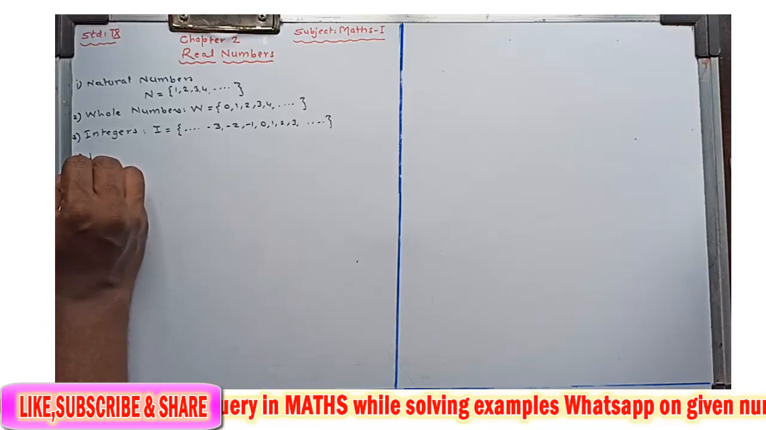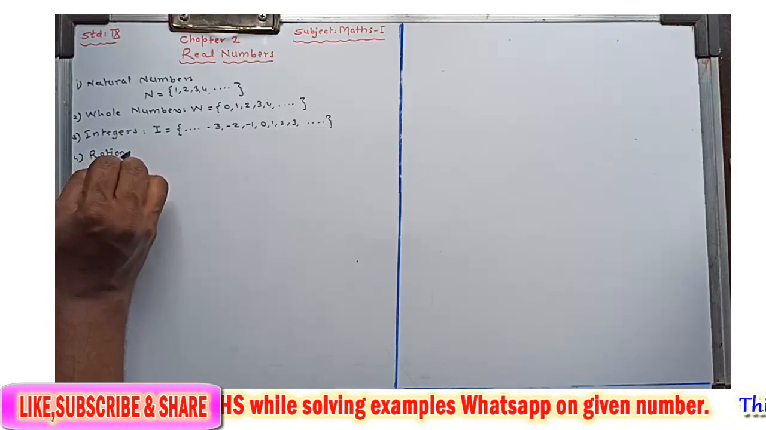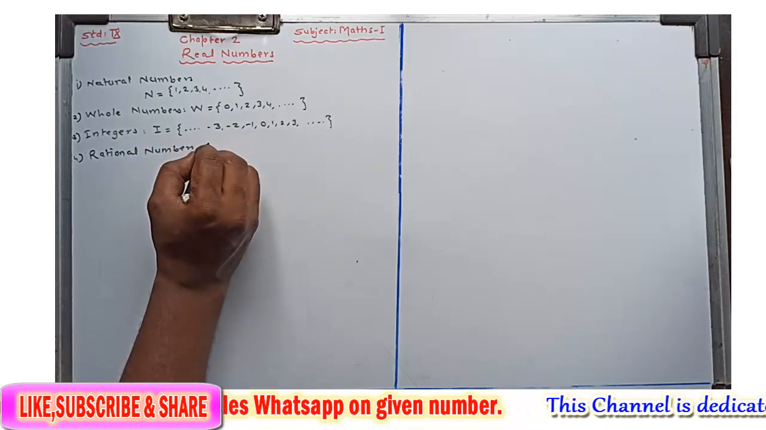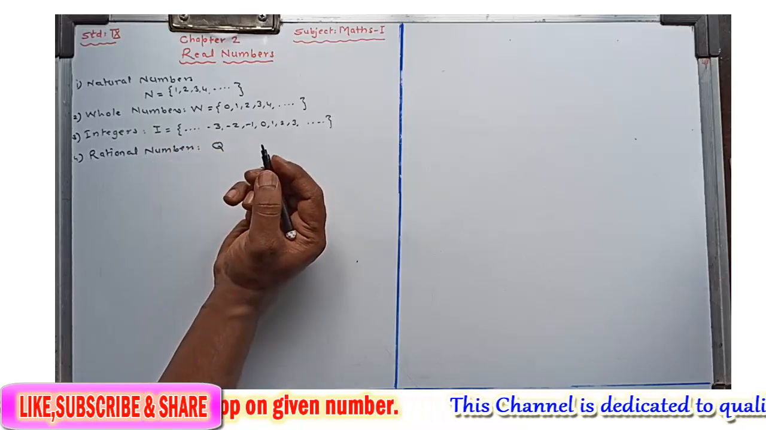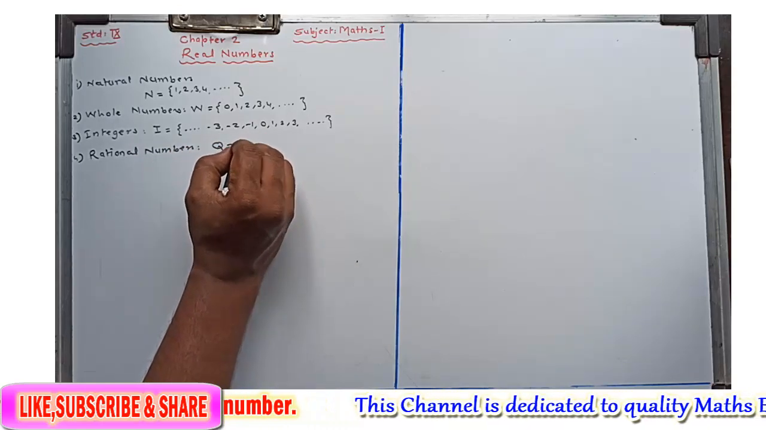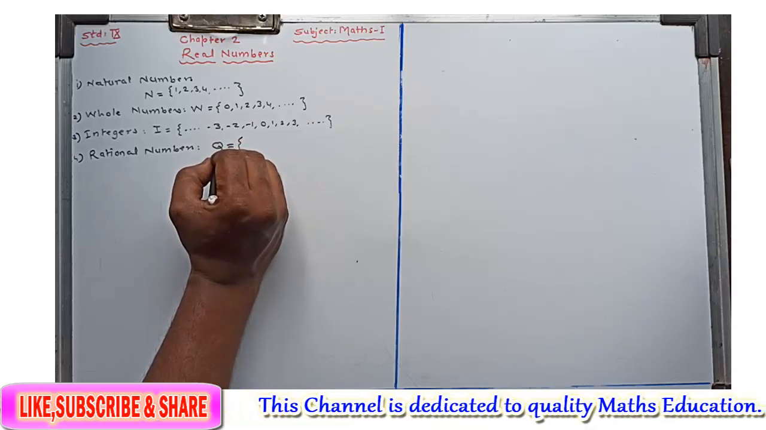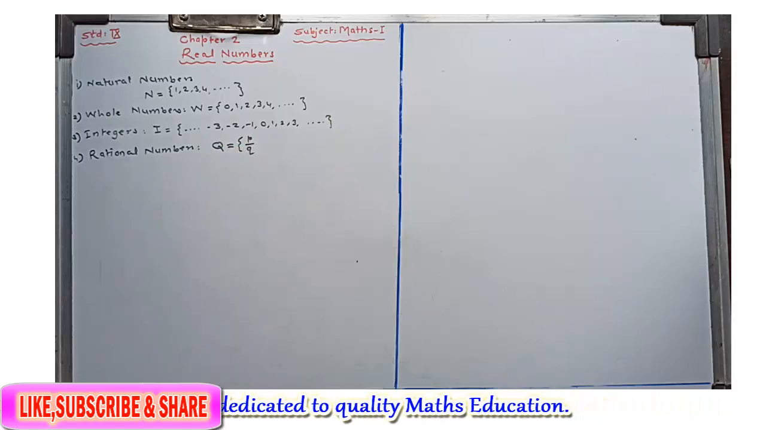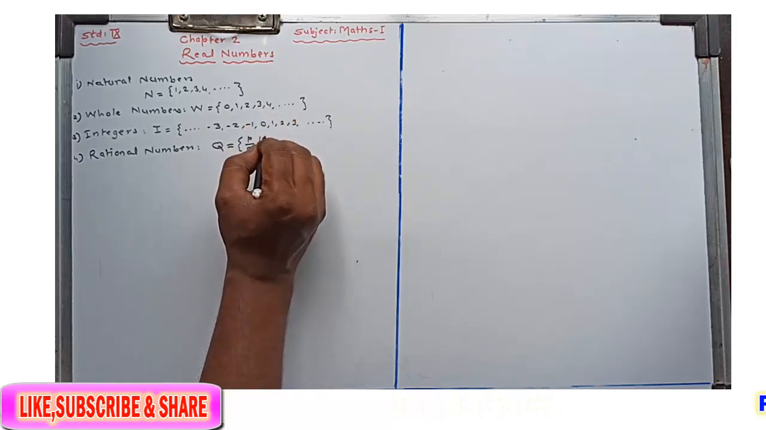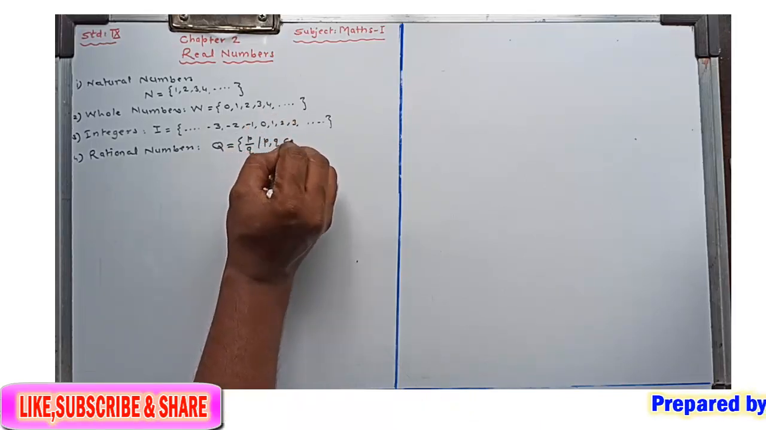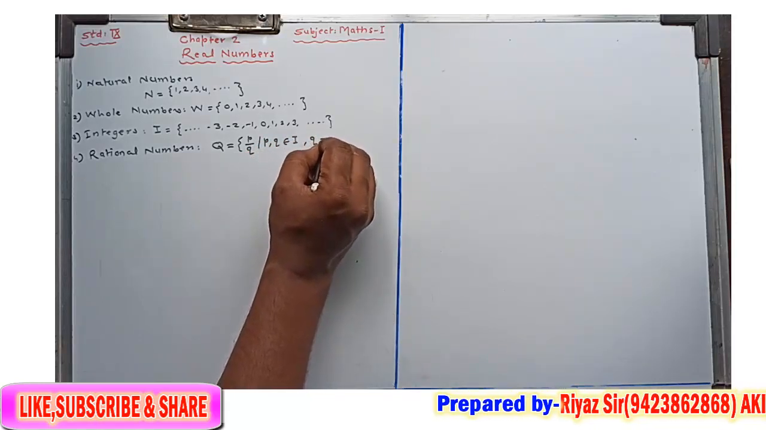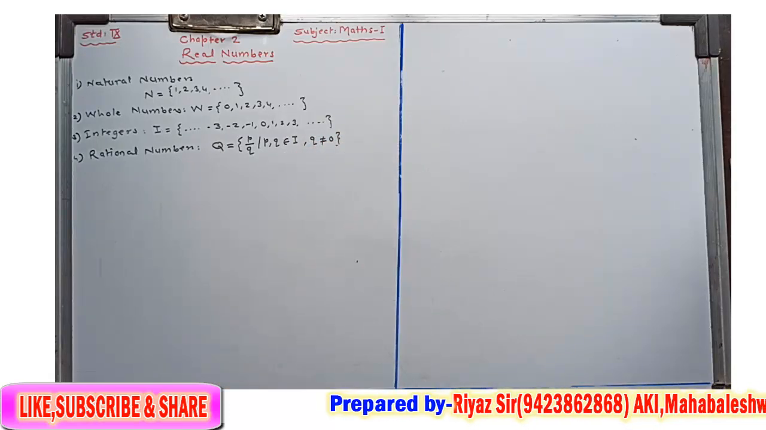After that, the set of rational numbers. This definition we have to study now. The set of rational numbers is denoted by capital Q and is defined as the set of elements p upon q, such that p and q are integers, that is p, q belong to I, capital I, meaning integers, and there is one more condition: q is not equal to 0.